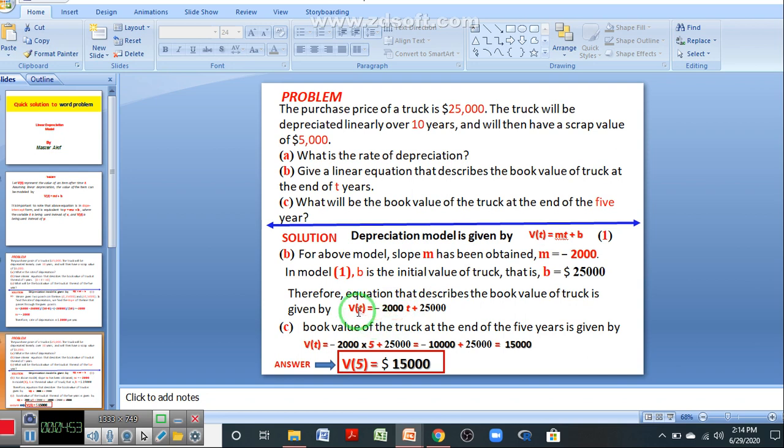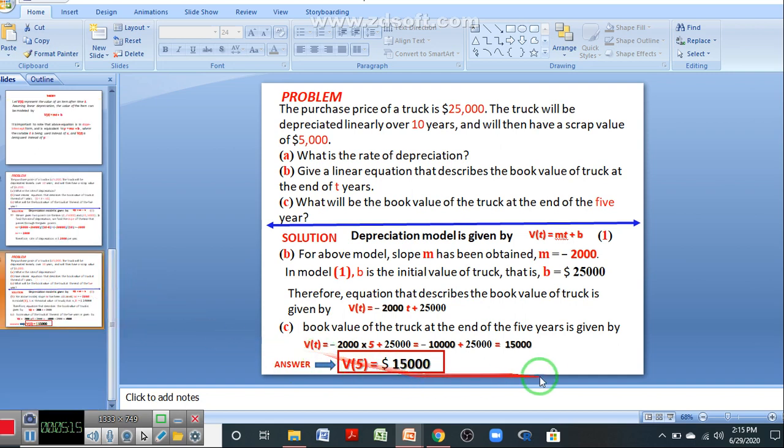So in place of t we put 5. It will be minus 2,000 multiplied by 5 plus 25,000. It becomes minus 10,000 plus 25,000, which gives 15,000. So $15,000 is the worth of the truck after 5 years. This is the solution to part C. In this way we got the solution to this problem. Thank you.